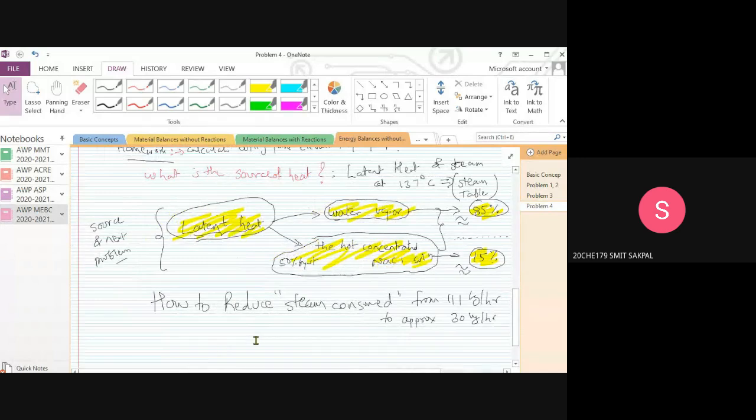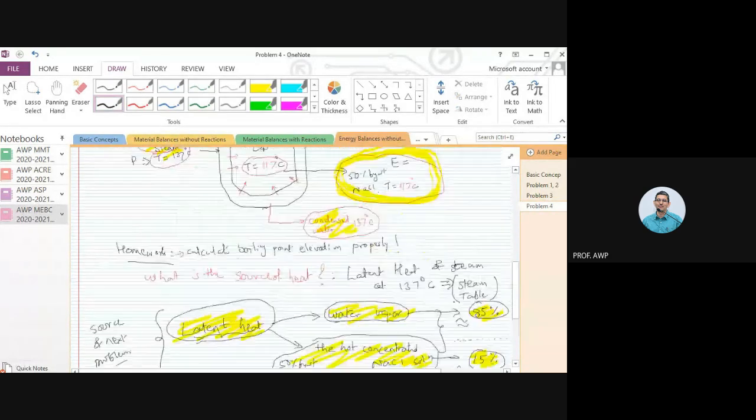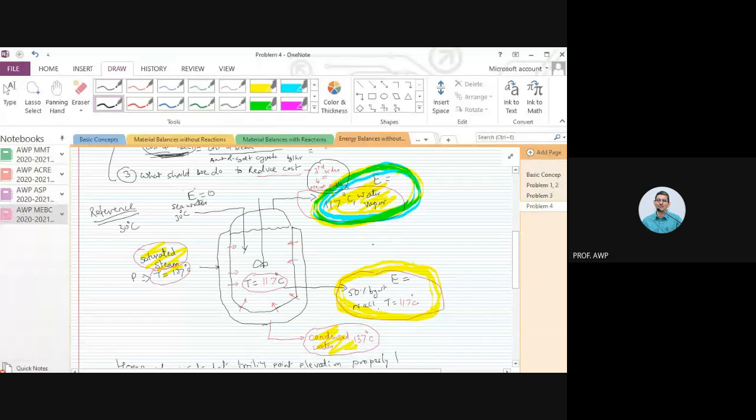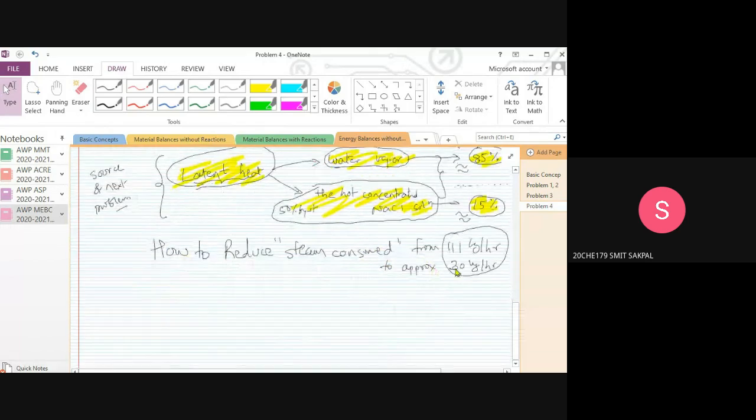Yes, sir. Okay. Now, if I have to reduce this steam from 111 kg per hour to 30 kg per hour, don't you think I need to use this 85% of the heat and thereby reduce the amount of fresh steam required? Yes, no? Smith? Yes, sir. Sir, we can use it in heating up the condensed water.